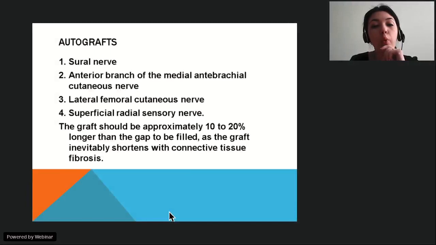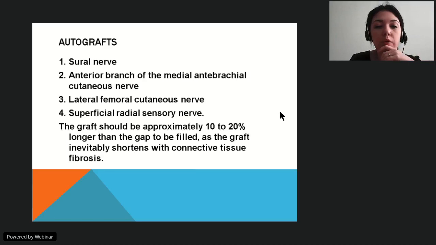Which autografts can be used without causing any additional damage to the patient? We can take those nerves which have many anastomoses, yes, and if we remove this particular nerve, nerve supply of the other regions will not suffer much. So what can we use? We can use sural nerve and anterior branch of the medial antebrachial cutaneous nerve, lateral femoral cutaneous nerve, superficial branch of the radial nerve. So these are the most popular autografts.